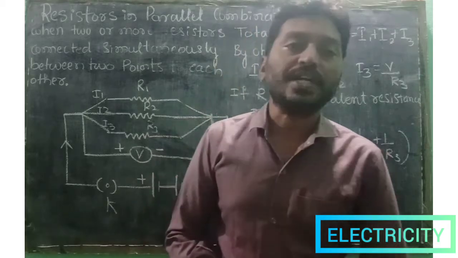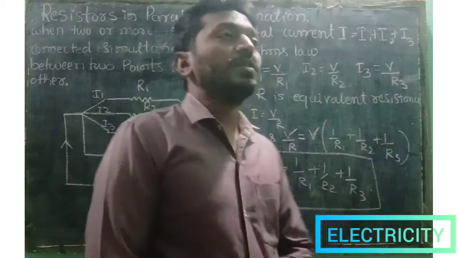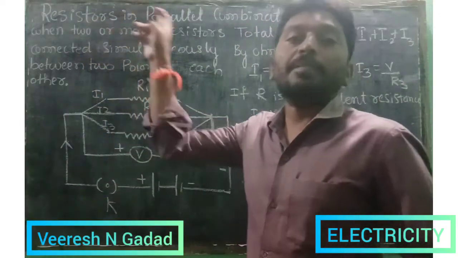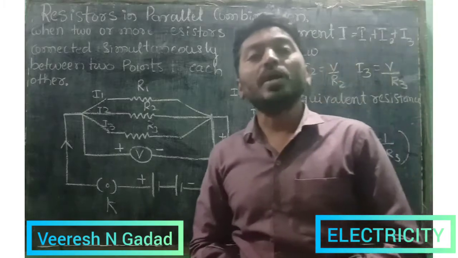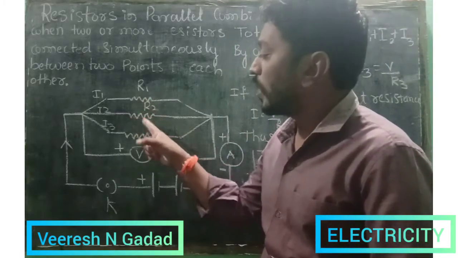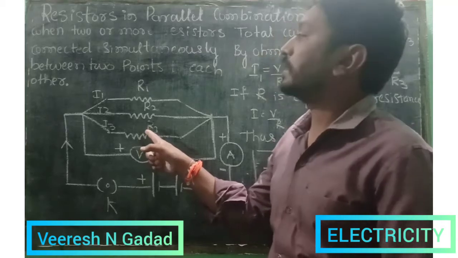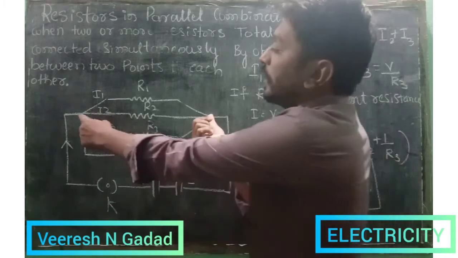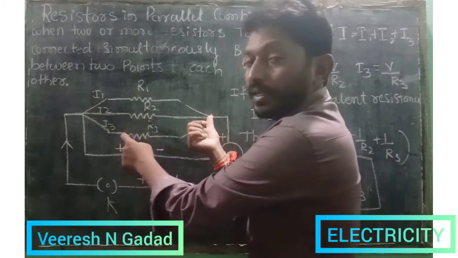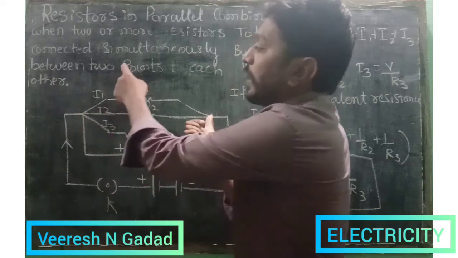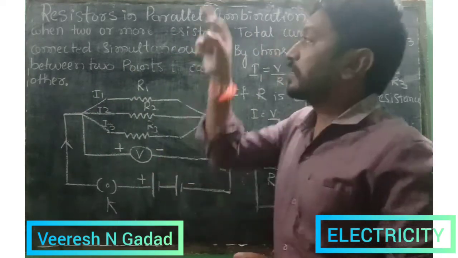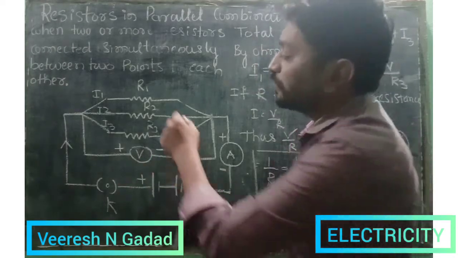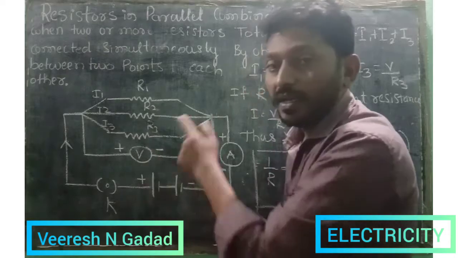Now we are going to study one more new concept, the parallel combination, or resistors in parallel combination. When two or more resistors are connected simultaneously between two points, this is one point and this is one point, this is called a parallel combination, or resistors in parallel. This is the schematic diagram of resistors in parallel combination.